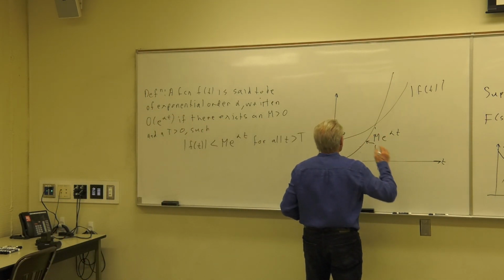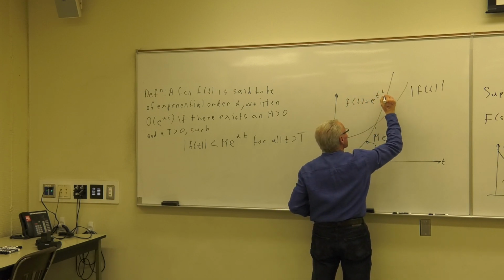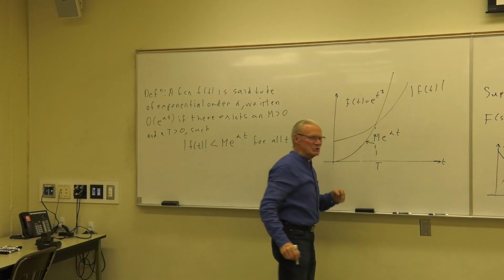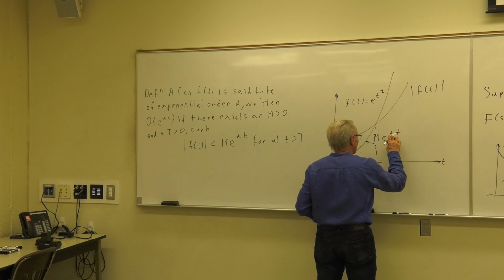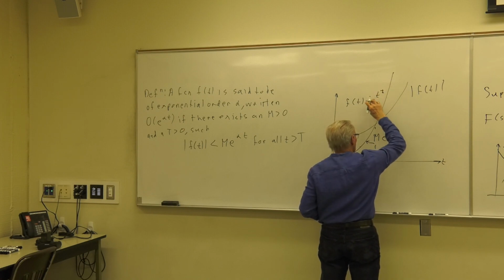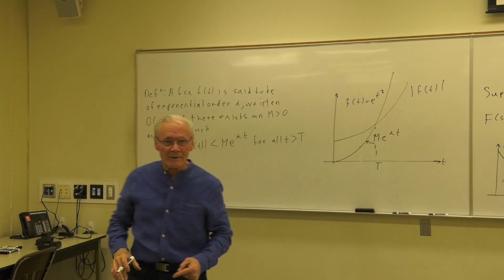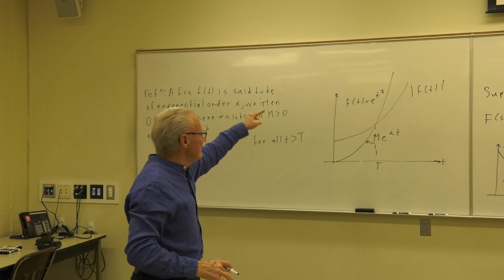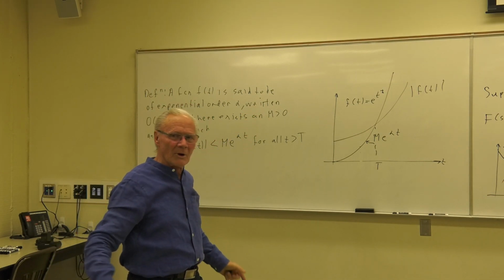Here's one that doesn't. If you told me f of t is equal to e to the t squared, that one is not of exponential order alpha. You cannot produce an alpha here so that this guy is bigger than that guy. This guy goes much faster than that guy for any alpha whatsoever. So that guy would not be of exponential order. But most of the functions you never think about, all right?